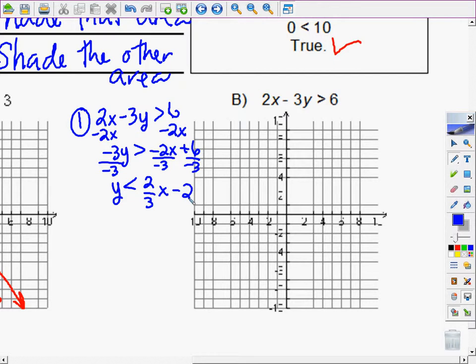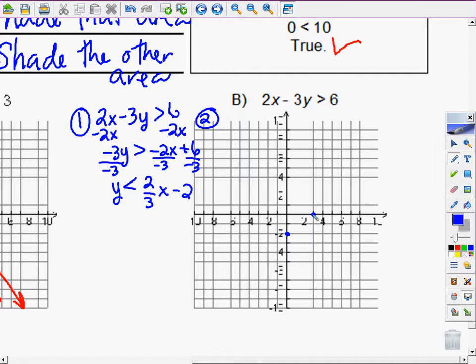So here's my function. We did the first part. The second part is we graph. So where do I start at? Negative 2. So I'm going to start at negative 2. From negative 2, I'm going to go up 2 and right 3, 1, 2, 1, 2, 3. Then I'm going to go down 2, and then left 3.